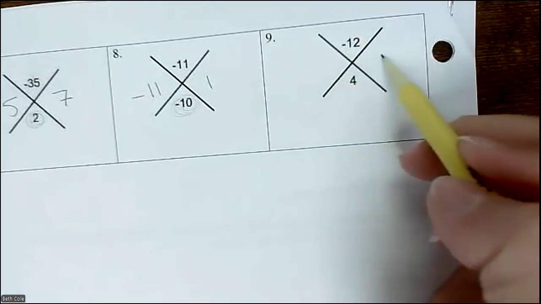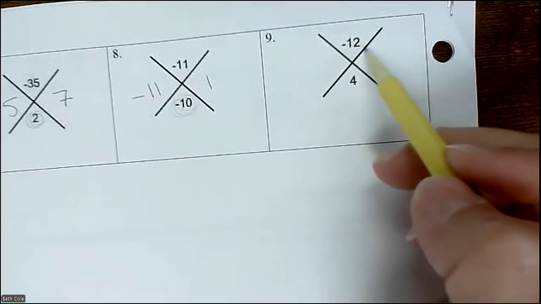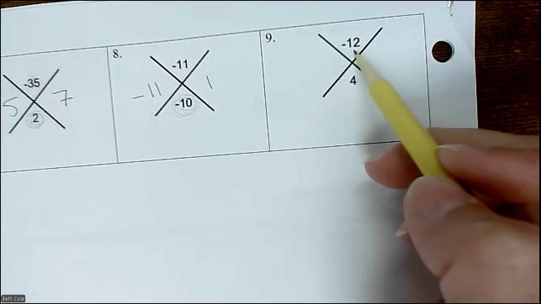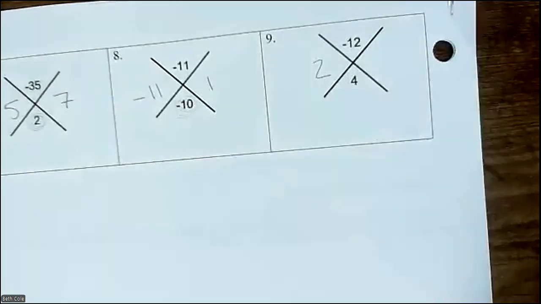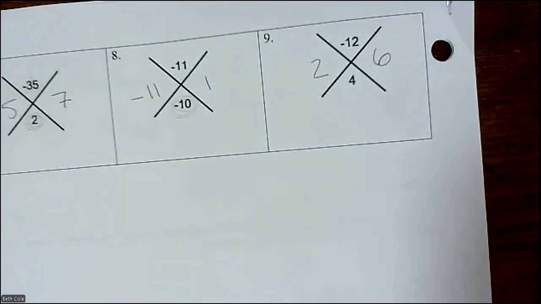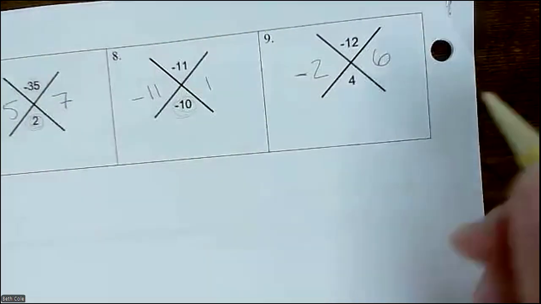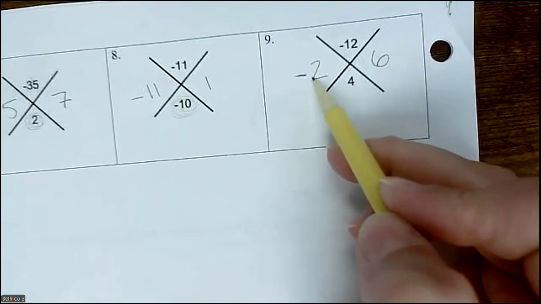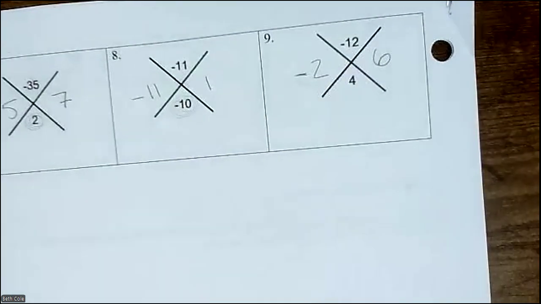Again, you're going to need one of each. I need numbers that multiply to be 12. It will be 2 times what? 6. 2 times 6 is 12. One of them is going to be negative. Why is the 2 negative? 6 minus 2 equals 4.